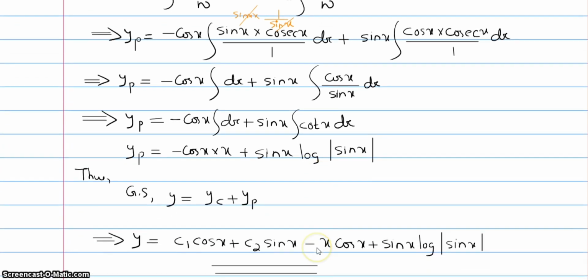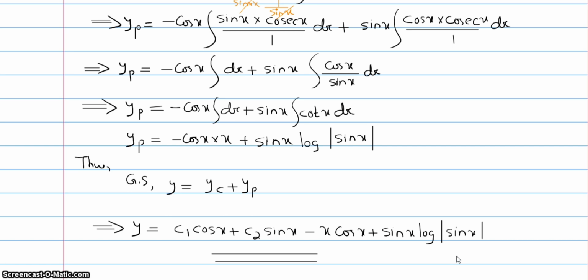So the general solution will be the sum of the complementary function and the particular integral. So the general solution for the given non-homogeneous differential equation is y = c1 cos x + c2 sin x - x cos x + sin x log|sin x|. This is the procedure for solving a non-homogeneous linear differential equation with constant coefficients using the method of variation of parameters.